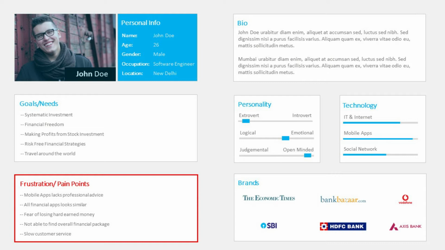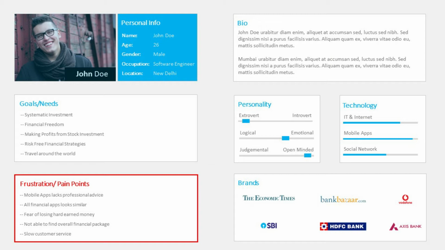Two most important components of your persona are goals and needs. What are their goals? What are they looking for? What are their needs? So in this case, the goal of John Doe is systematic investment, financial freedom, making profits from stock investment, risk-free financial strategies, and traveling around the world once he's financially free. So this is what his goals are.